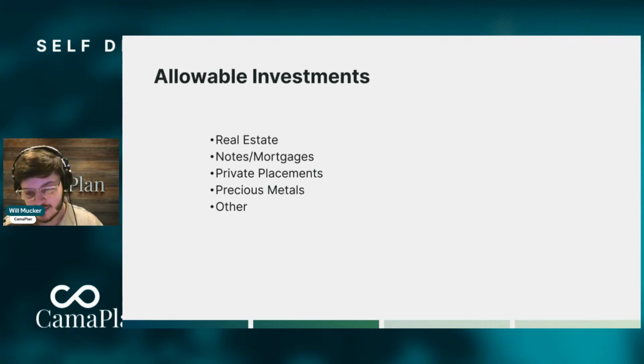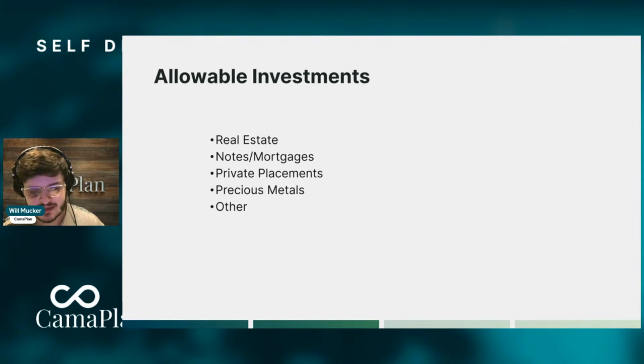But the main thing we see our clients invest into every day is real estate. And when I say real estate, it's not just lending on real estate, and it's not just investing into a company that deals with real estate. In this example, we're talking about actually purchasing a property with your IRA, where your IRA is the owner of that property. We'll talk about it a little bit more in depth in the following slides. Below that, you have private lending like notes and mortgages.